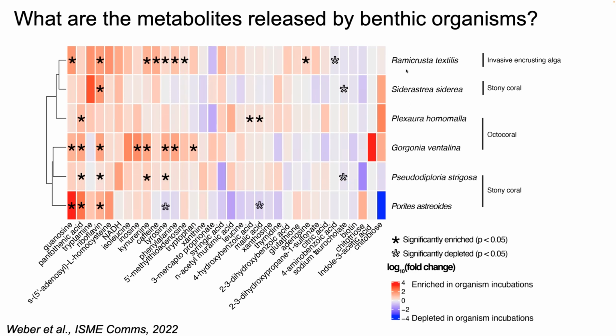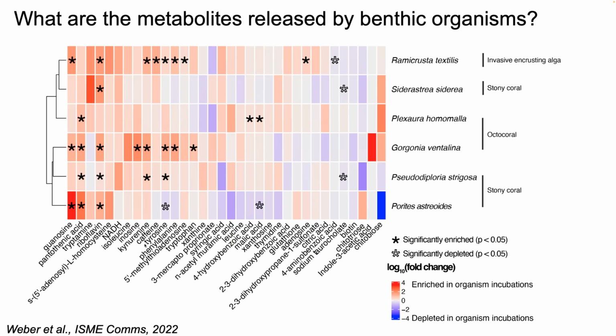And so we have the different organisms listed here. I guess y-axis, I might have said axes wrong there. So metabolites are on the x-axis. So you can see that a variety of metabolites were produced by reef organisms. Those with the black stars are significantly enriched, and those with the white were significantly depleted. So there's quite a bit going on here, and I just wanted to point out a few more interesting elements of this rather than get into all the data.